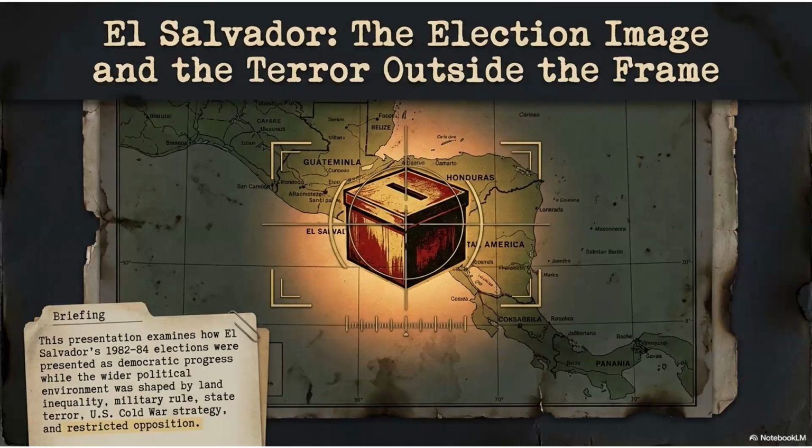But outside the election photograph was another reality: land inequality, military repression, massacres, murdered journalists, death squads, and an opposition that could not safely participate. So, throughout the presentation, we are going to ask one question again and again: what did the election image show, and what did it crop out?